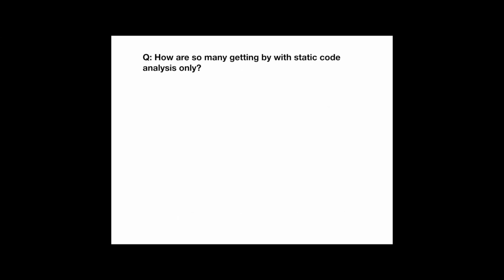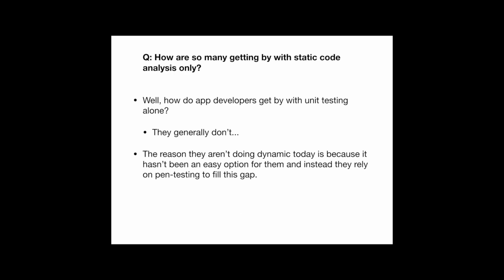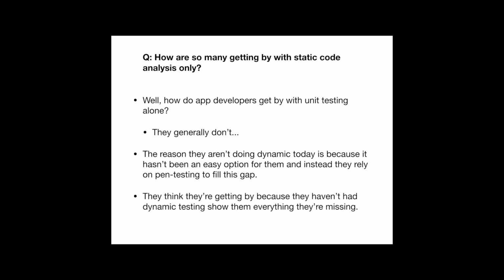When moving on from this topic, Brian asked, how are people getting by with static code analysis only? Well, how are app developers getting by with unit testing alone? The truth is that they really aren't. The reason they aren't doing dynamic today is probably because it hasn't been an easy option for them, and they instead rely on pen testing to fill this gap. That's the theory. So they think they're getting by because they haven't had dynamic testing to show them everything they're missing.